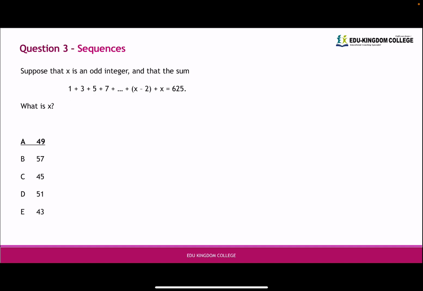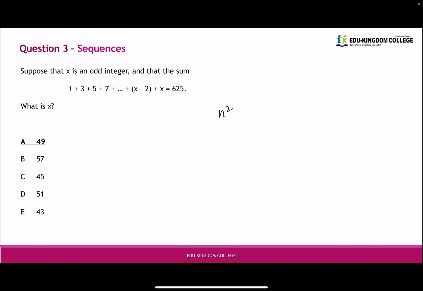Question 3, sequences. So this is actually the same sequence we saw in our example. So 1 plus 3 plus 5 plus 7 plus and so on. We can't really pair up here. It's a bit difficult to pair up. So what we're going to do is find the pattern. The pattern we found before was that n squared is the sum of however many terms we're adding up. So if we're taking a look at just 1 on its own, the first term, the sum is going to be 1.